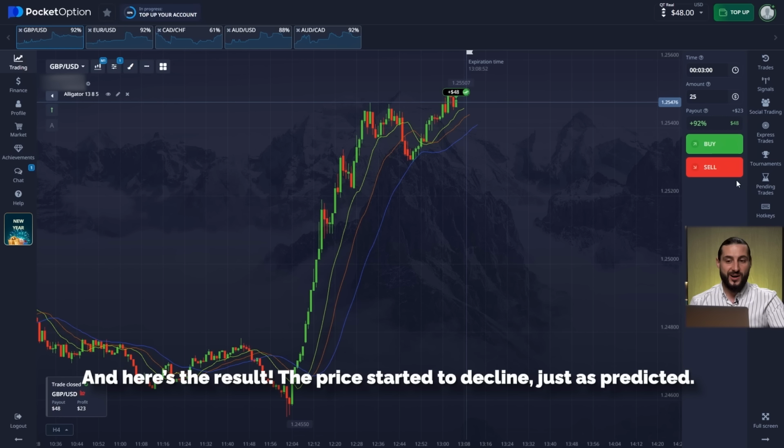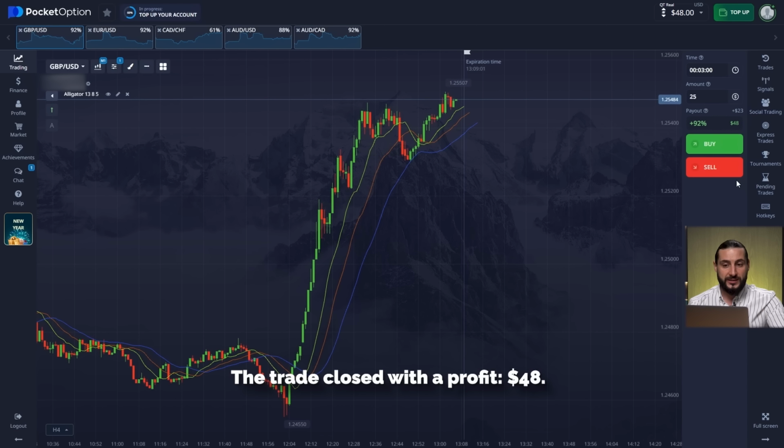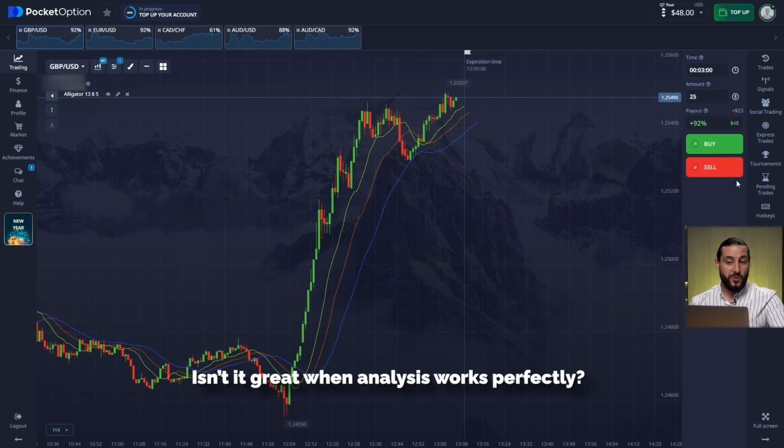And here's the result. The price started to decline, just as predicted. Bearish candles grew longer and volumes confirmed the reversal. The trade closed with a profit of $48. It's great when analysis works perfectly.